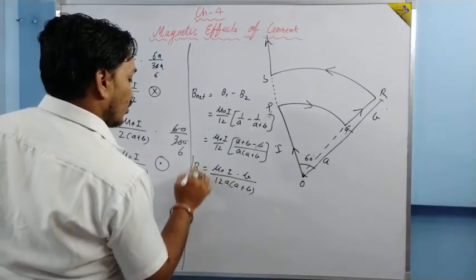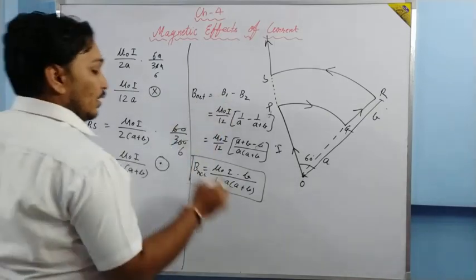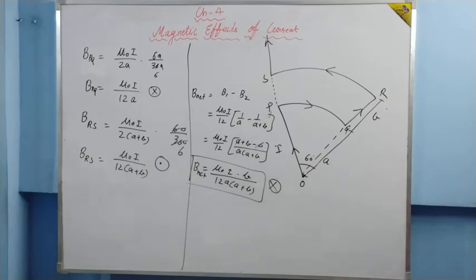And what is the direction of magnetic field? Obviously, B1 is greater, so magnetic field will be perpendicular inward. Right? So this is how the magnetic field is being calculated.